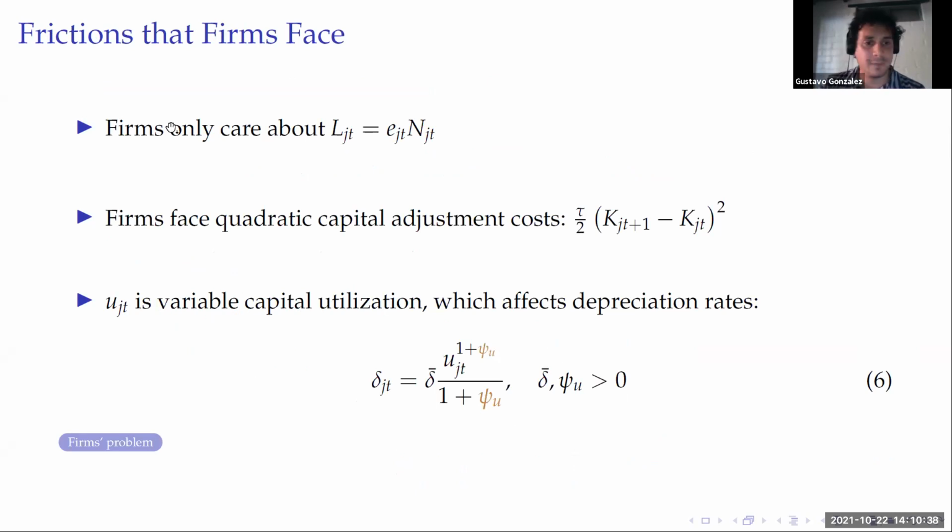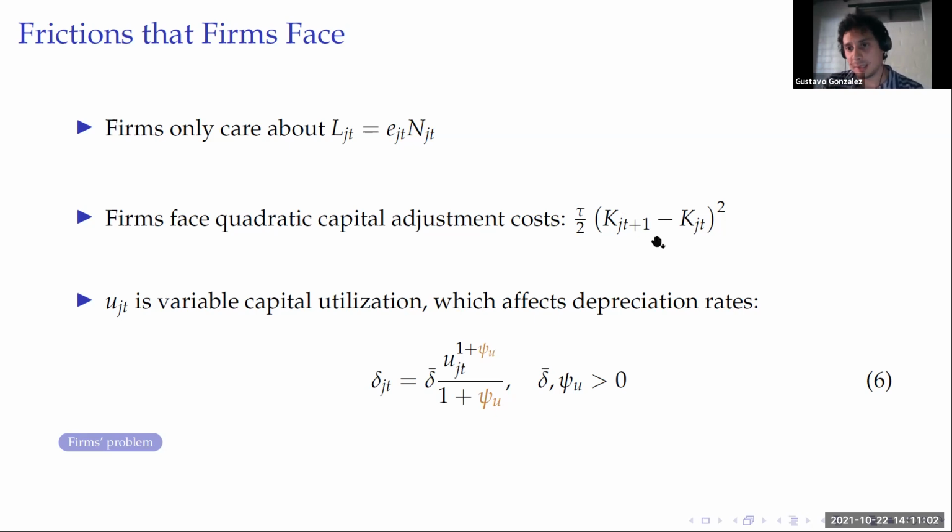So the frictions that firms face here are, as I was saying, they will face a quadratic capital adjustment cost because firms are the ones supplying capital to the market. So sorry, not utilizing the capital more or less intensively, and so there has to be a motive for using it more or less intensively. Otherwise, you would just adjust on the extensive margin.